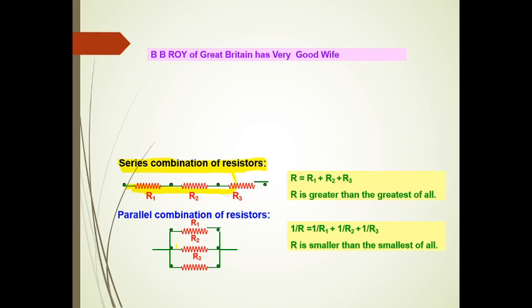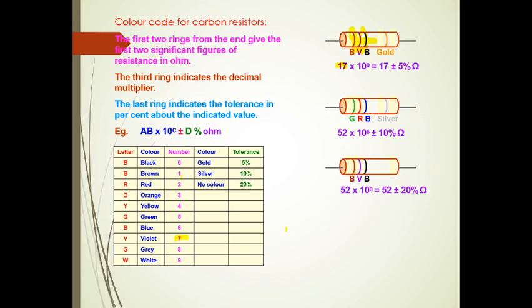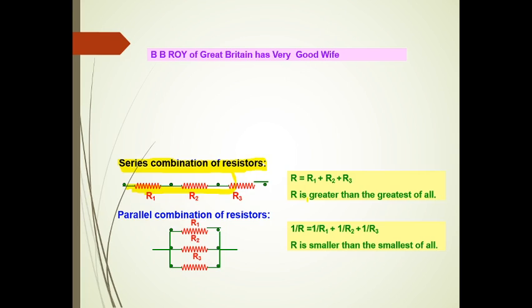All the resistances are arranged in parallel, and they have two common ends. And the equivalent total resistance is the reciprocal: 1 by R parallel equals 1 by R1 plus 1 by R2 plus 1 by R3, which means the sum of the reciprocals of all the individual resistances. In this case, R is smaller than the smallest of all. The equivalent resistance comes out smaller than the smallest individual resistance. So this combination of resistances, how to connect in series and parallel to get the desired values, you already studied in class 10th.